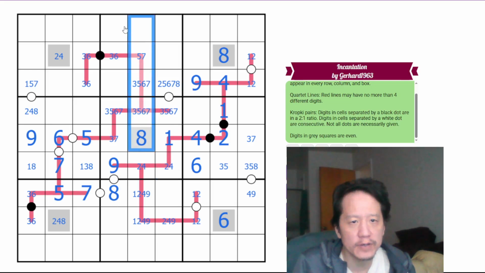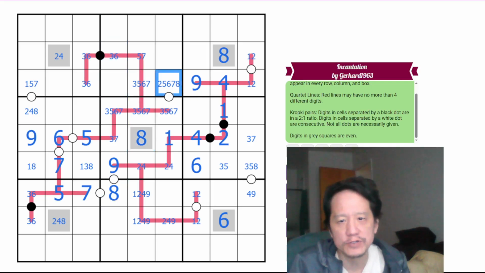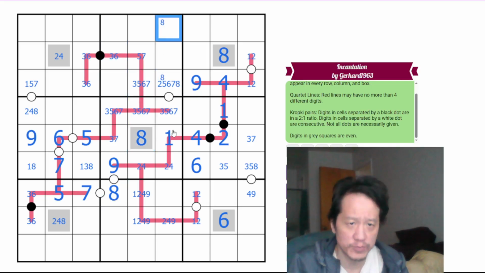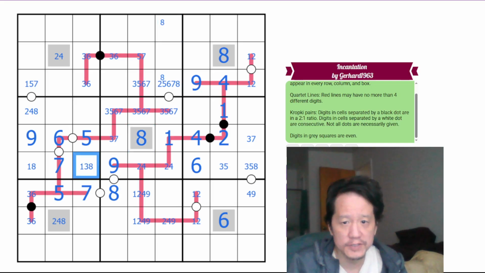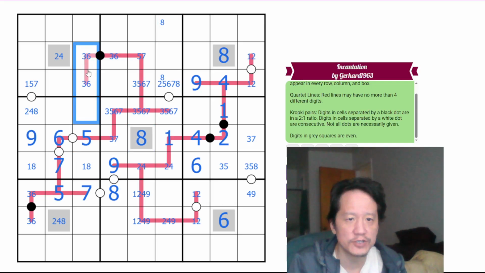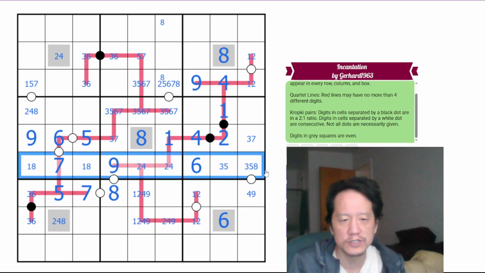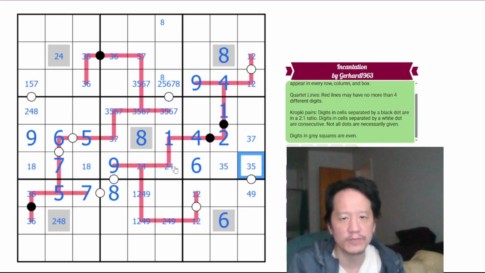Eight cannot be here, 8 cannot be here, so where is the 8 in column 6? It must be one of those two. This can't be 3 because of the 3, 6 pair in the column. So we have a 1, 8, 1, 8 pair in row 6, which eliminates 1 and 8 from the rest of the row, and it eliminates 1, 8 from the rest of the box, so this can't be 7 then.